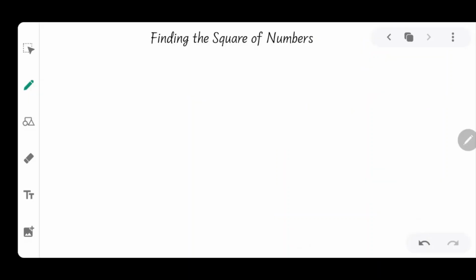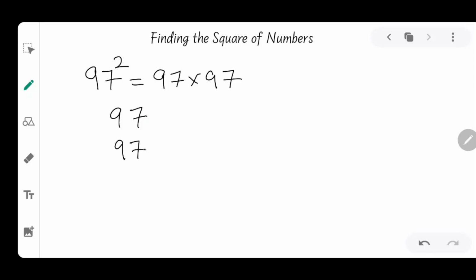In this video, we are going to find the square of numbers. Let's take an example. We have to find the square of 97. So 97 square is nothing but 97 multiplied by 97. We can write this multiplication in our older form, like 97 multiplied by 97.